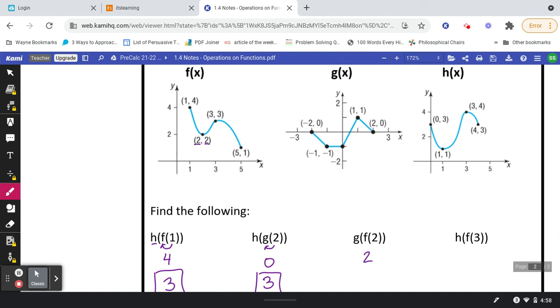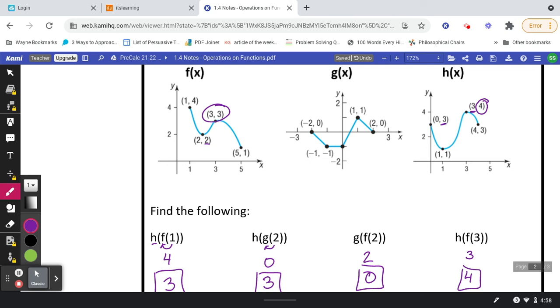On the F graph would give us 2, and then 2 on the G graph gives us 0. Then 3 for the last one, 3 on the F graph. That's right there. So we're going to use the y value 3, bring that over to the H. And again, you have a couple different 3s. We're looking for where it is in the X position so that we can write down the Y position. Don't take this 3 or that 3. You're always looking for the first 3, the one that shows up in the X position.